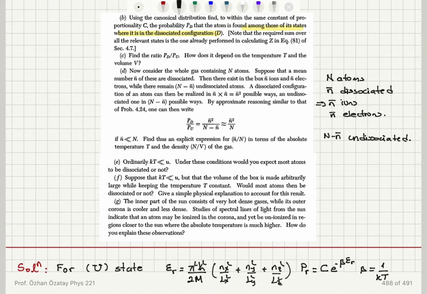A dissociated configuration of an atom can then be realized in N bar squared possible ways and an undissociated one in capital N minus N bar possible ways. By approximate reasoning similar to that of problem 4.24, one can then write the ratio of the probabilities PD over PU as N bar squared over N. Find an explicit expression for N bar over N in terms of the absolute temperature and density of the gas.